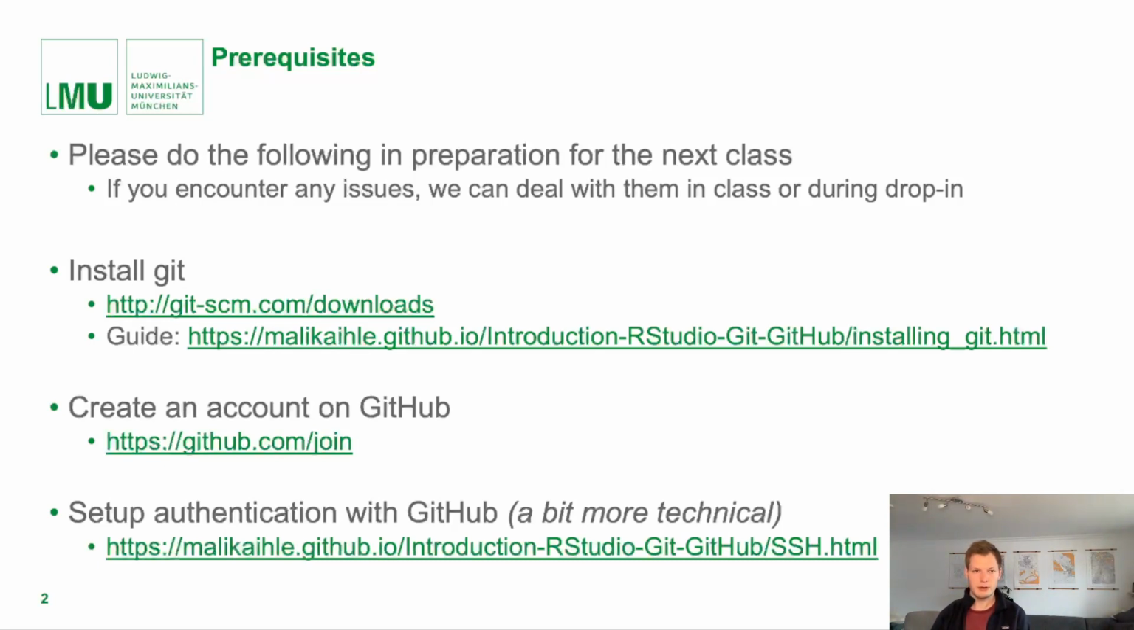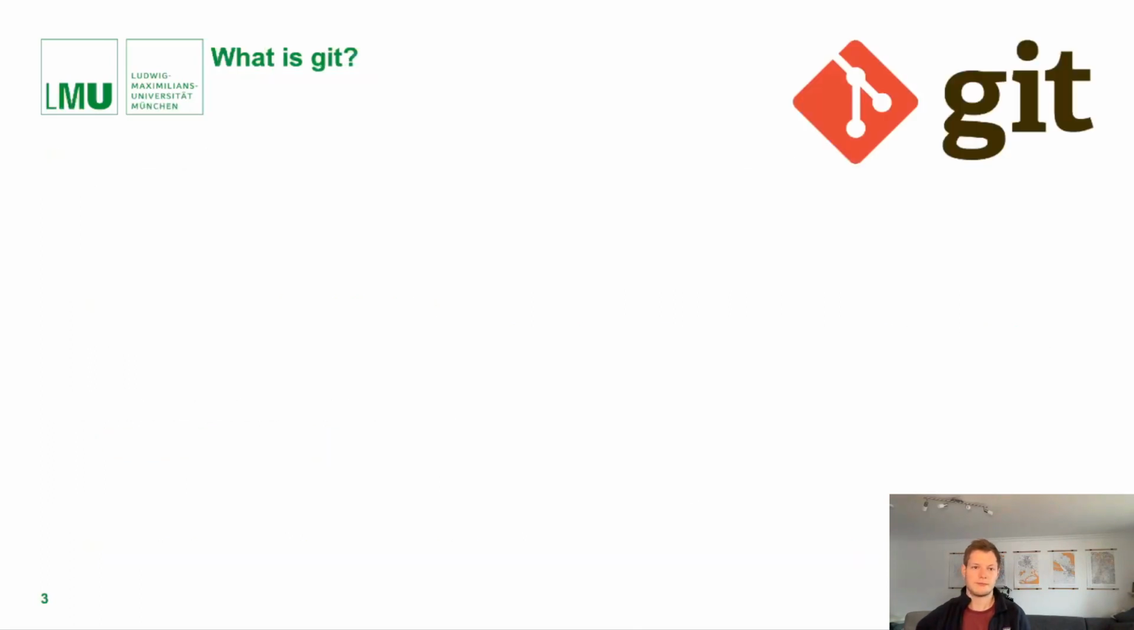Okay, with these prerequisites out of the way, what is Git actually? Git is a version control system. And what does that mean? Well, you can kind of already hear it, right? It keeps track of different versions, and these versions are of files.